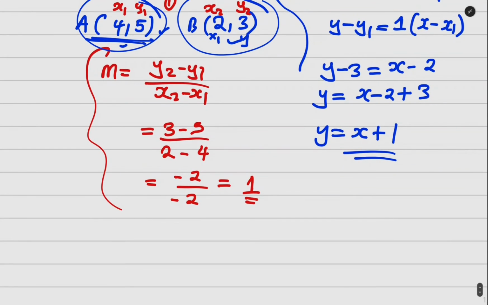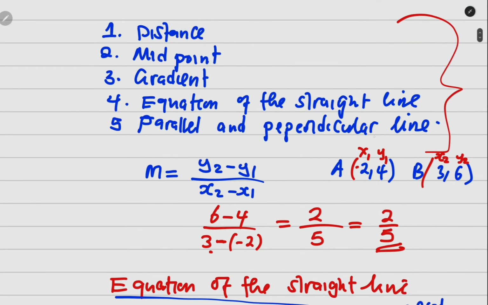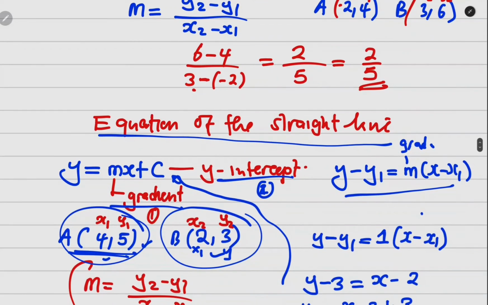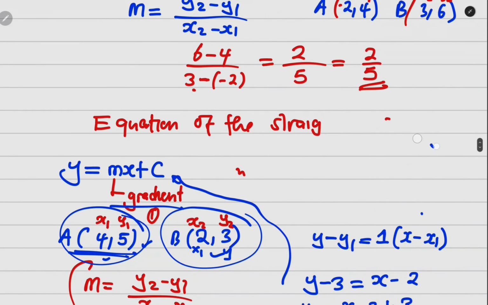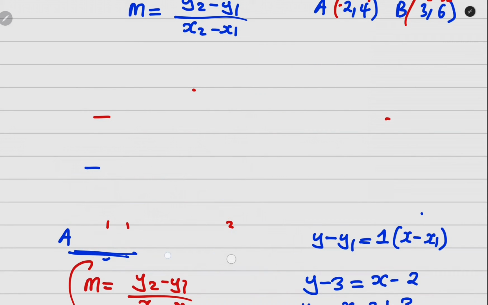Okay, so what is the other objective that we can look at? Equation of a straight line. We've dealt with this one. So far we've dealt with this one, this one, this one, and this one. Let us look at parallel and perpendicular lines. So we are going to start with the parallel lines.